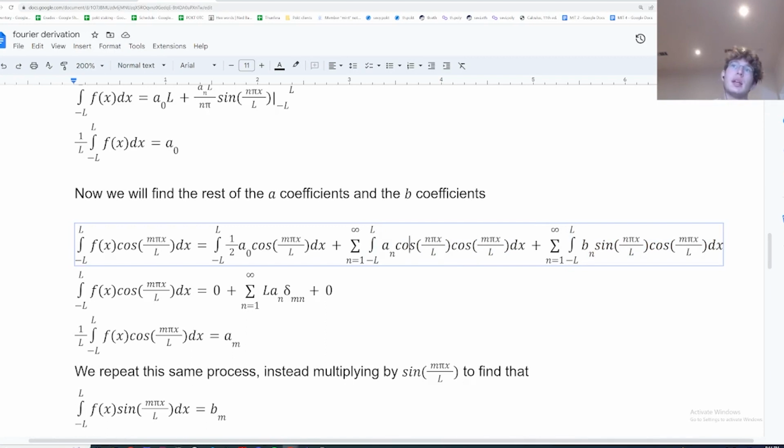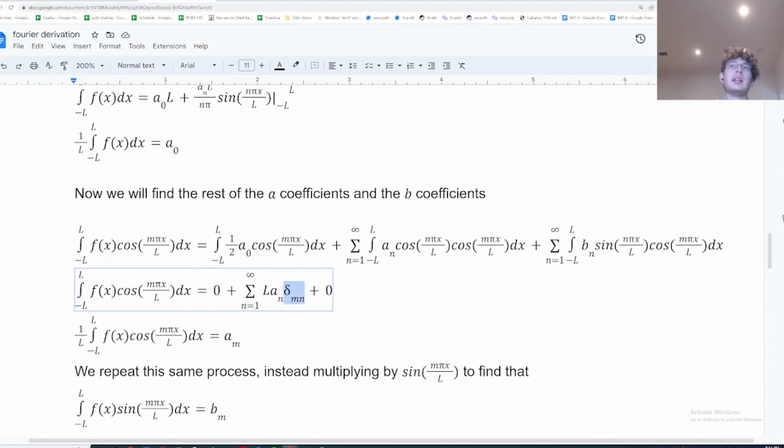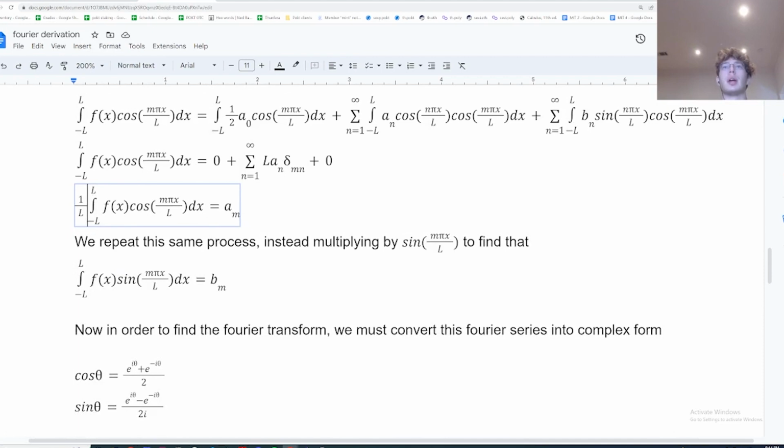And so this is going to equal 0 anytime m is not equal to n. So in order for this to equal something non-zero, n is going to have to equal m. Thus, this will simplify to a of m, and then we divide both sides by L. And so this is a nice, simple definition of how we're going to find the a of m coefficient. This is really an intricate formula, yet it's also very simple at the same time.